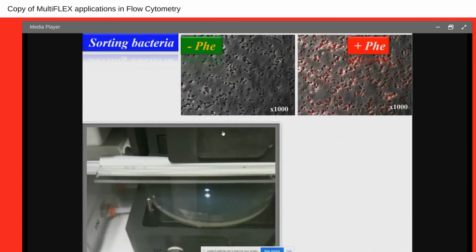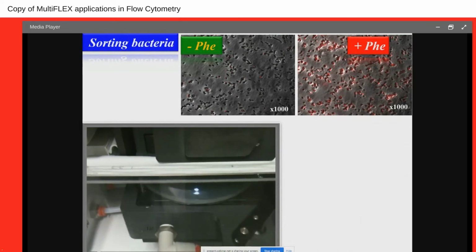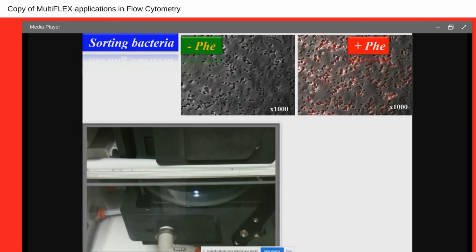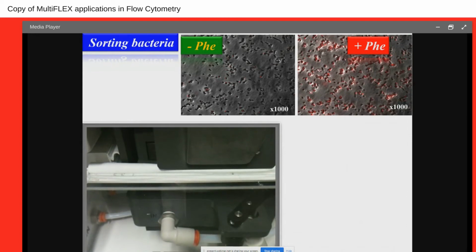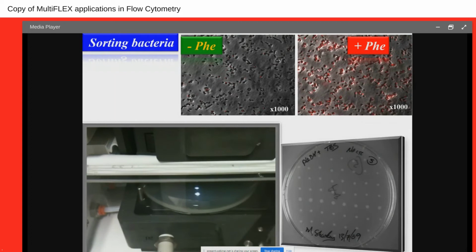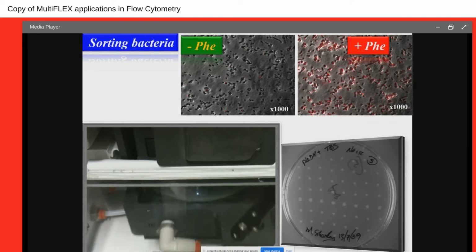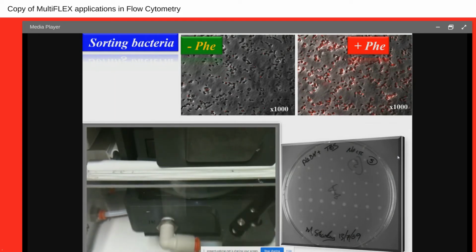How do we sort? We can sort in agar plates, which is really nice. We can see here, plate again. You can see that in every single movement, we are putting one single bacteria. And afterwards, we just grow them. Each one of those colonies is coming from one bacteria, except this middle one, where we have 10 bacteria, and that's why the colony is slightly bigger.